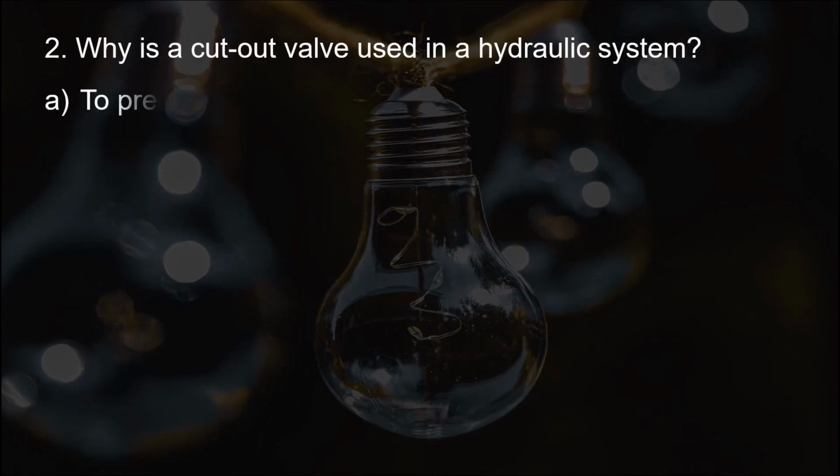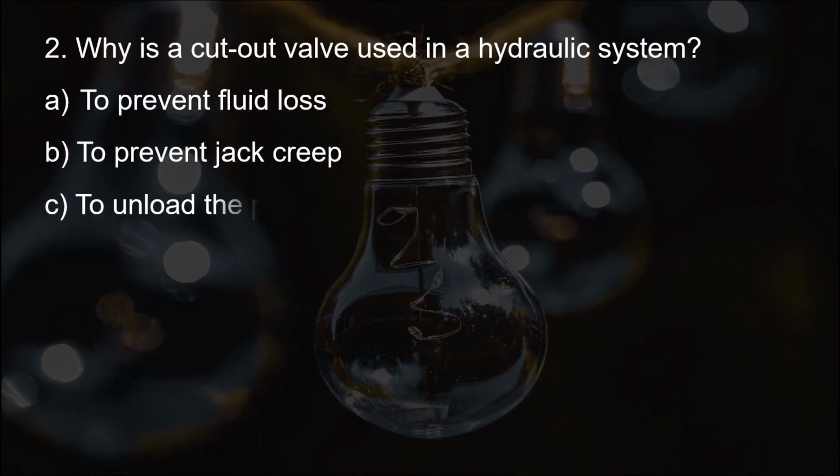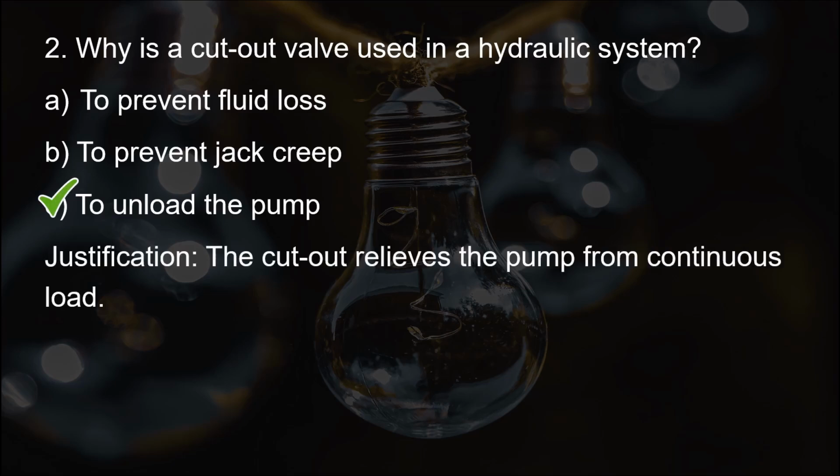Question 2. Why is a cutout valve used in a hydraulic system? A. To prevent fluid loss. B. To prevent jack creep. C. To unload the pump. Justification: the cutout relieves the pump from continuous load.